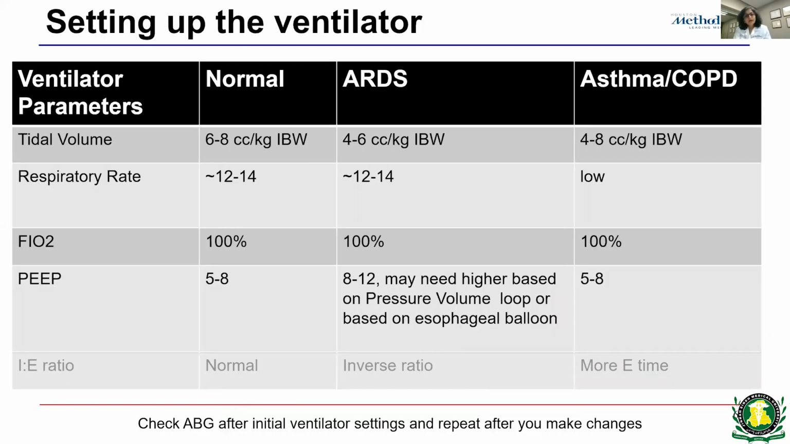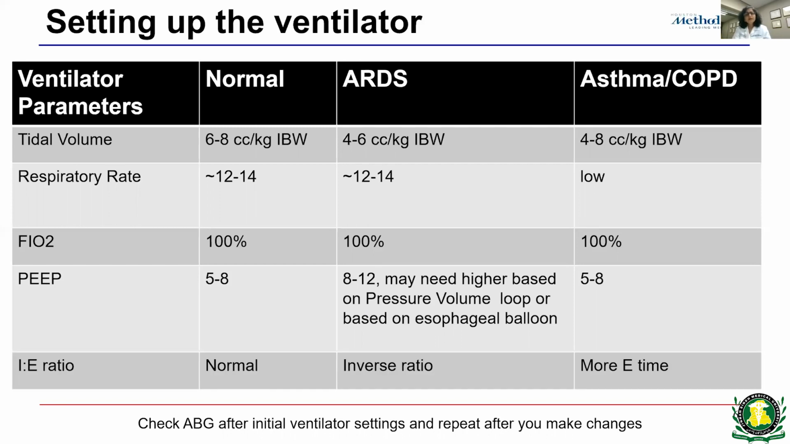So in a normal patient, we usually set the PEEP at 5 to 8. If it's a patient with ARDS, you can go up to 12, but some of these patients may need higher PEEP levels, and you can base that on your pressure volume loop, or you can place an esophageal balloon to calculate transpulmonary PEEP. In an asthma or COPD patient, their lungs are pretty compliant, and so you will need lower levels of PEEP.